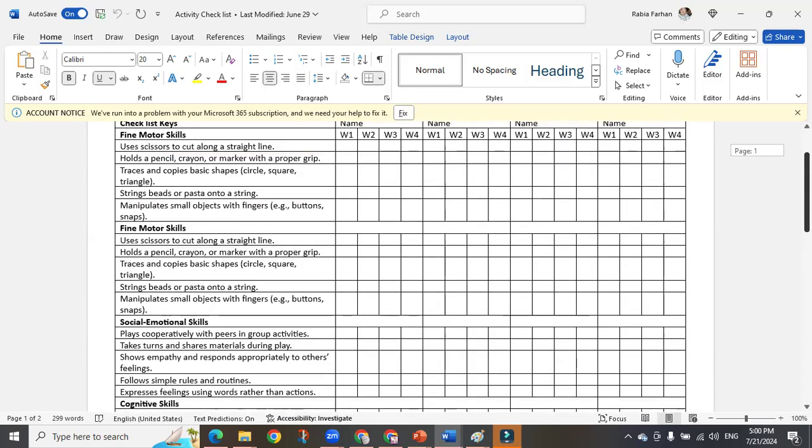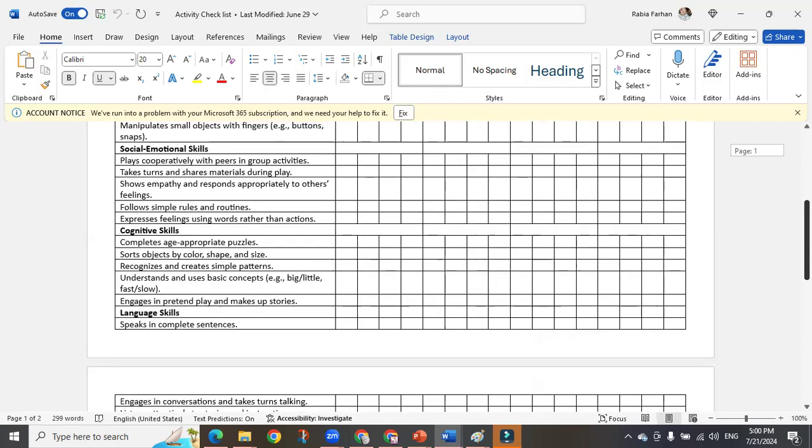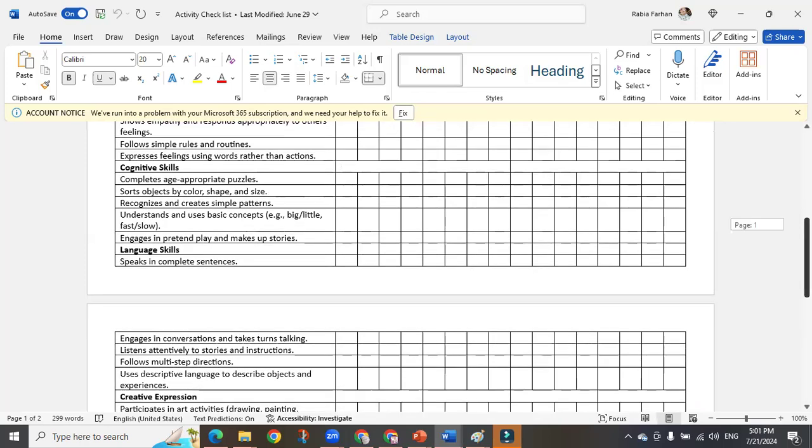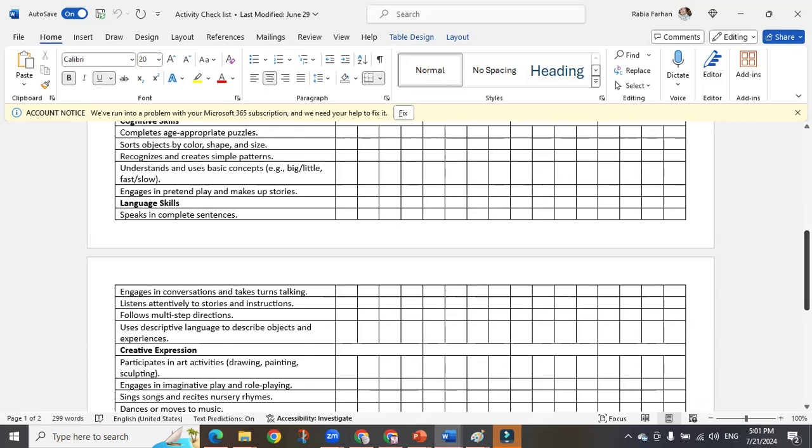Usually for the primary and secondary sections, your social emotional skills should come in that way. Cognitive skills should come in that way. Language skills are usually like this: speak in complete sentences, engage in conversation, take turns talking, listen attentively to stories and instructions, follow multi-step directions, and use descriptive language to describe objects and experiences. These are the language skills you have to check for every child at every level in the classroom.